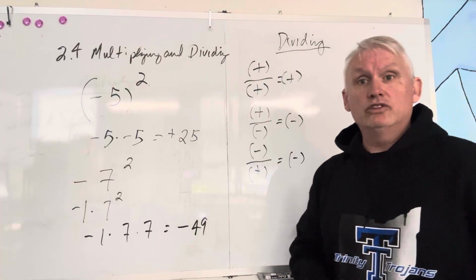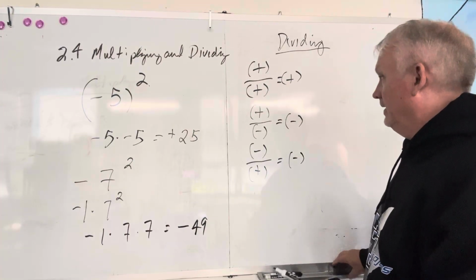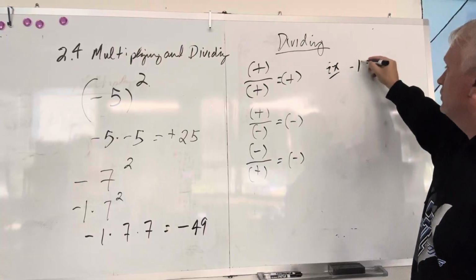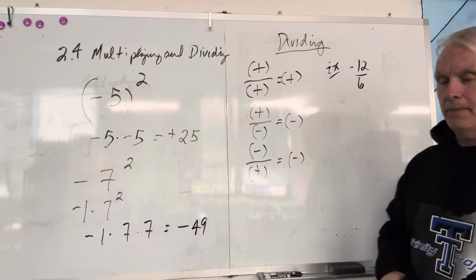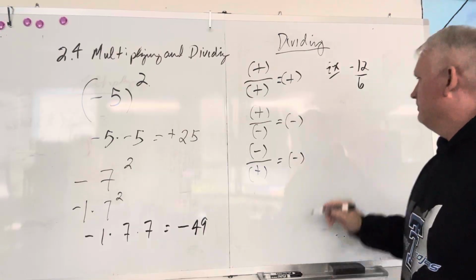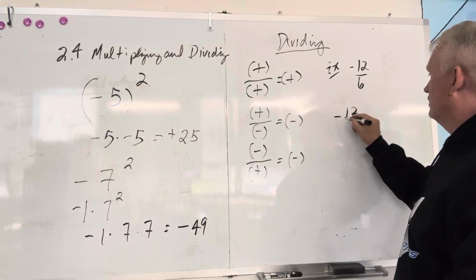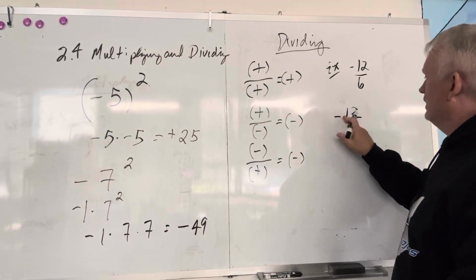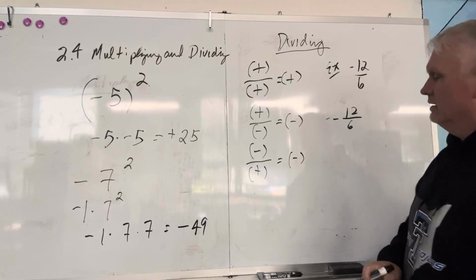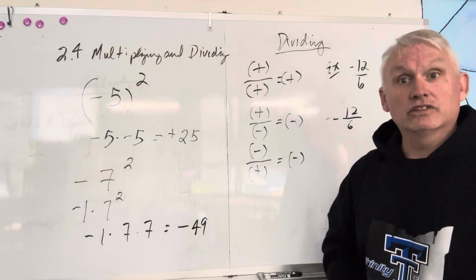Okay, so let's do some of these examples. Here's an example of -12 divided by 6. Now I'm going to point this out. Sometimes people see this. Well, I didn't draw it really well. Say this negative is directly by the division symbol.